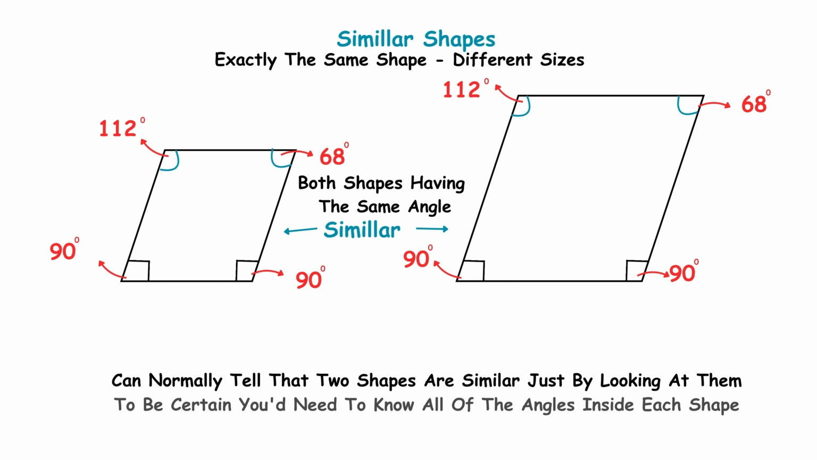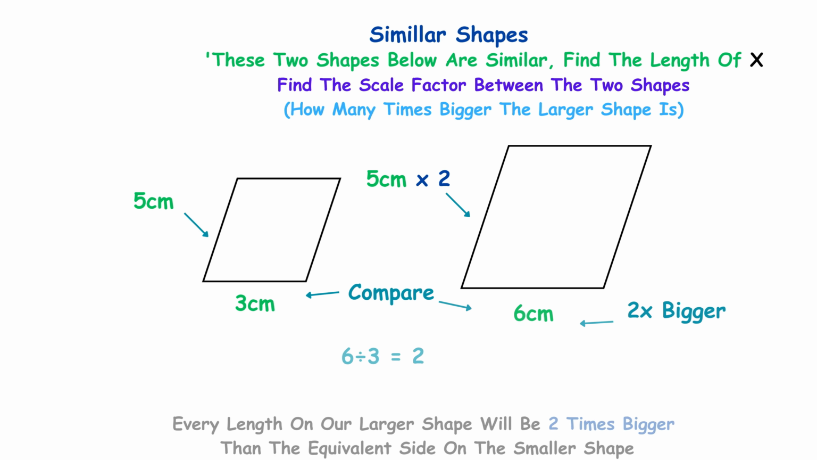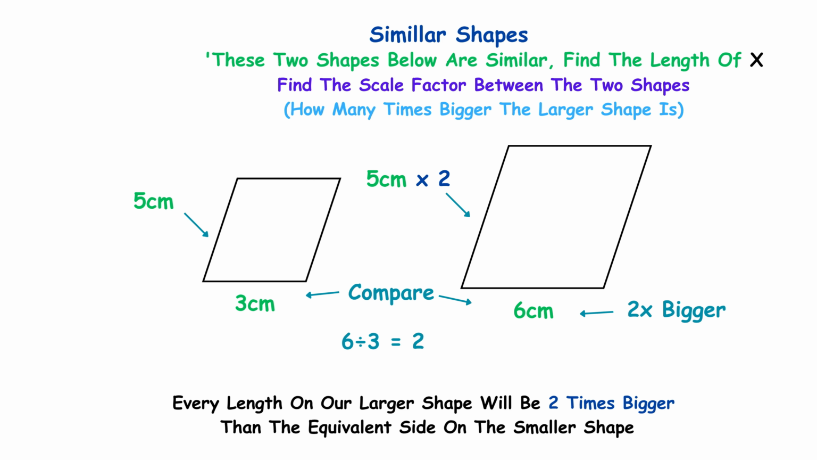Now, in exams or problem-solving situations, rather than asking you to simply identify whether two shapes are similar, the question will usually state that they are similar and instead ask you to calculate an unknown side length from one of the shapes using the properties of similar figures. For example, if we examine a question where we are told the two shapes are similar and asked to determine a missing side labeled x, the key strategy is to identify the scale factor between the two shapes, which tells us how many times larger the bigger shape is in comparison to the smaller one.